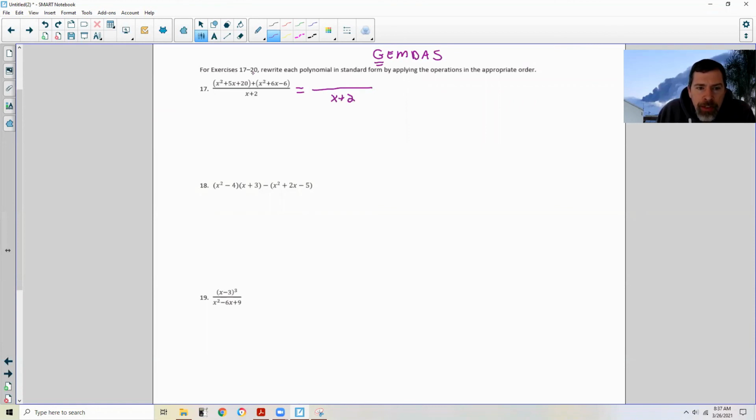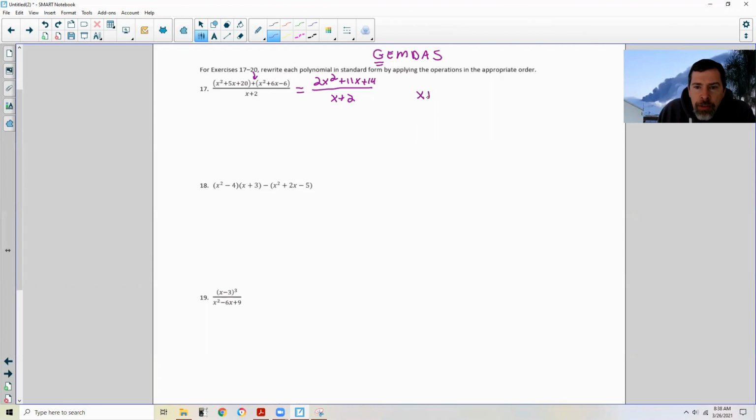Combine like terms on the top. This is addition. x squared plus x squared is 2x squared. 5x plus 6x is 11x. 20 minus 6 is 14. Okay, so I have this and this. Now we're back to page 1 and 2 where we just do long division.